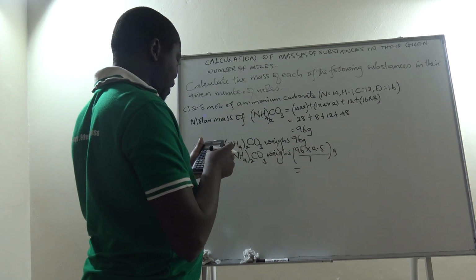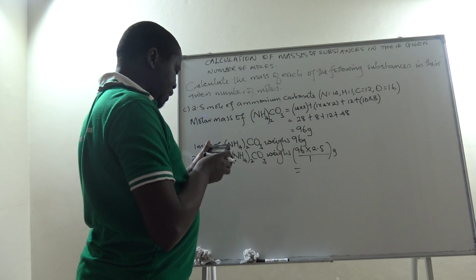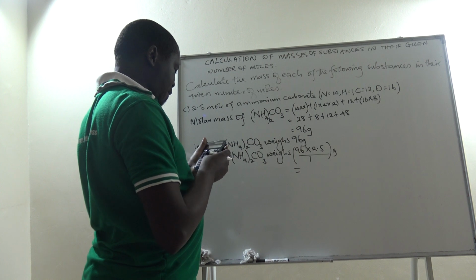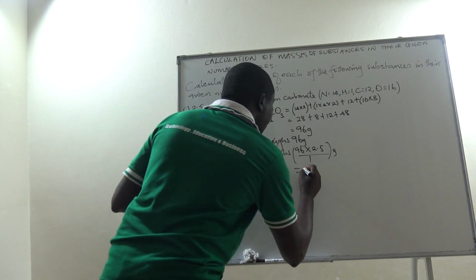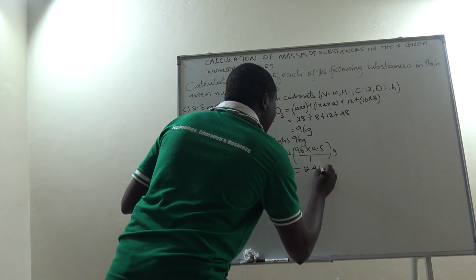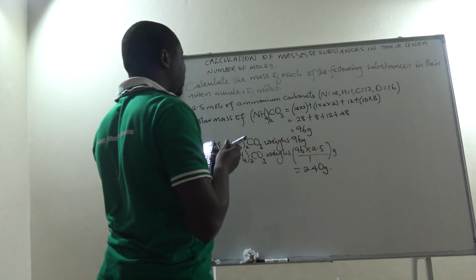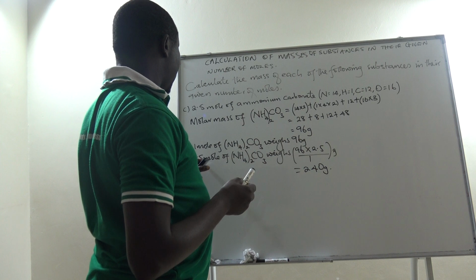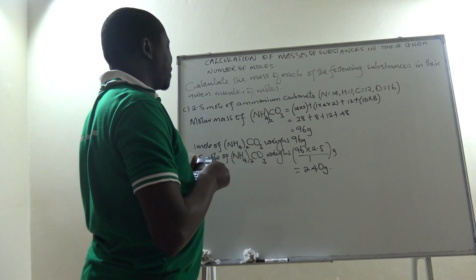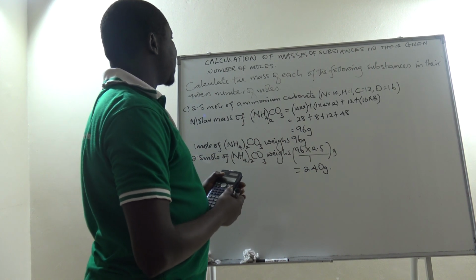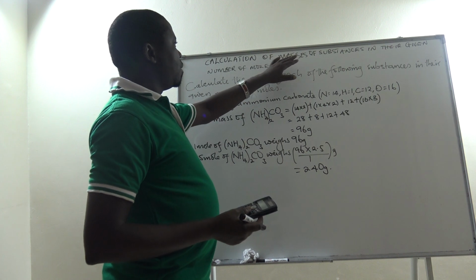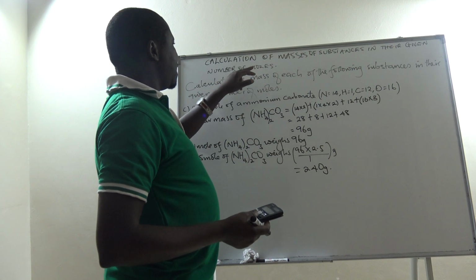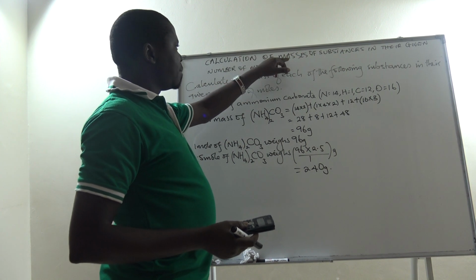And let us see our answer. 96 times 2.5. And we have 240 grams. So that is the mass of ammonium carbonate in the 2.5 moles. So that is how we convert moles to mass. That is, if we have been given moles, how to get the masses.